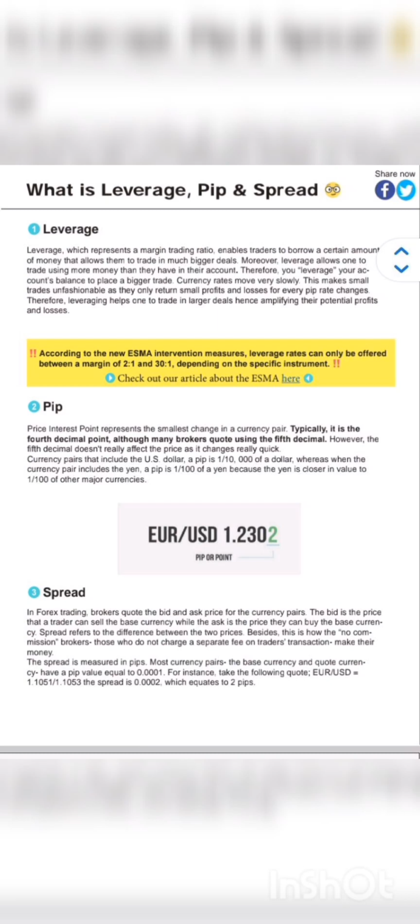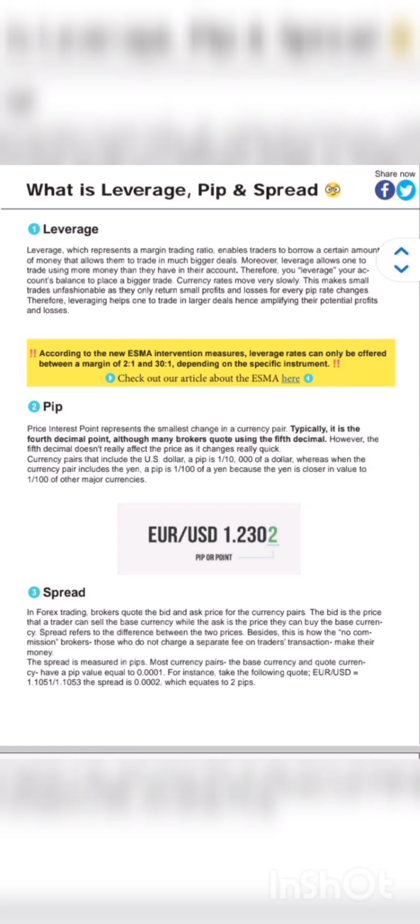For currency pairs that include the US dollar, a pip is 1 over 10,000 of a dollar. Whereas when the currency pair includes the yen, a pip is 1 over 100 of a yen, because the yen is closer in value to 1 over 100 of other major currencies. This only falls between the two: the one that includes the USD and the one that includes the Japanese yen.